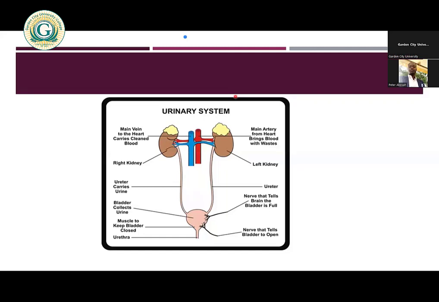Now, with the urinary system, we have the kidneys, ureters, and the bladder, as well as the urethra. These are the various parts that make up the urinary system. Ideally, we want the kidneys, the ureters, and the bladder to be sterile. There should be no microorganisms found in these places. The moment you have microorganisms in the bladder, the ureters, or climbing up to the kidney, that is when you see the development of a UTI.